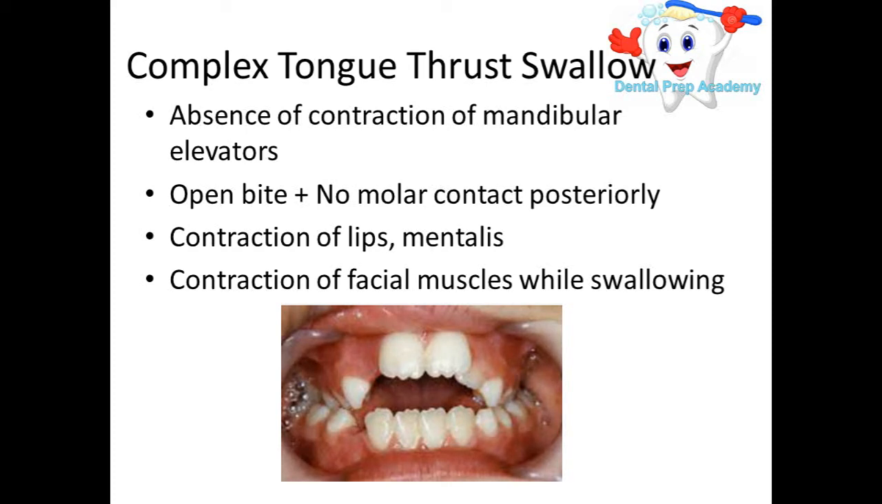Besides the contraction of facial muscles and absence of contraction of mandibular elevators, the anterior loss of tooth contact is a shared condition in simple tongue thrust and complex tongue thrust. As a result, the contraction of lip and the mentalis muscle is present even in complex tongue thrust. In complex tongue thrust, there is open bite with poor intercuspation, and instability of occlusion is also present.